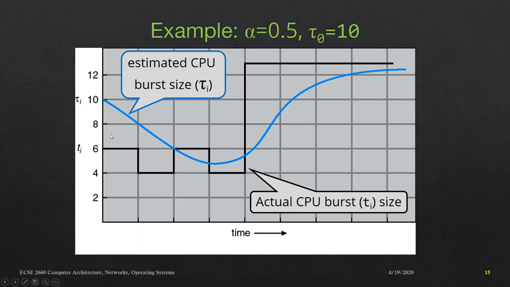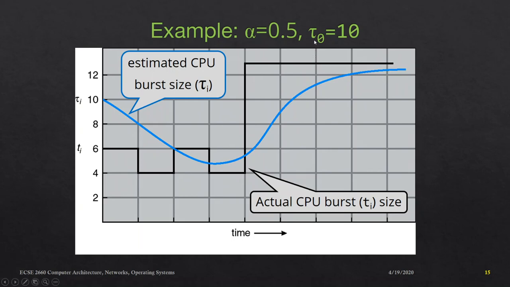So half of 10 is 5, half of 6 is 3, we add those up to get 8, and that's how we are getting that value 8 for predicted value for time step 1. And if you keep doing this, you can see that the blue line closely follows or somewhat follows the black line, which is the actual CPU burst size, denoted by T sub I. So over here we can play with the value alpha, the parameter alpha, to increase or decrease our dependence on the previous values or the history.